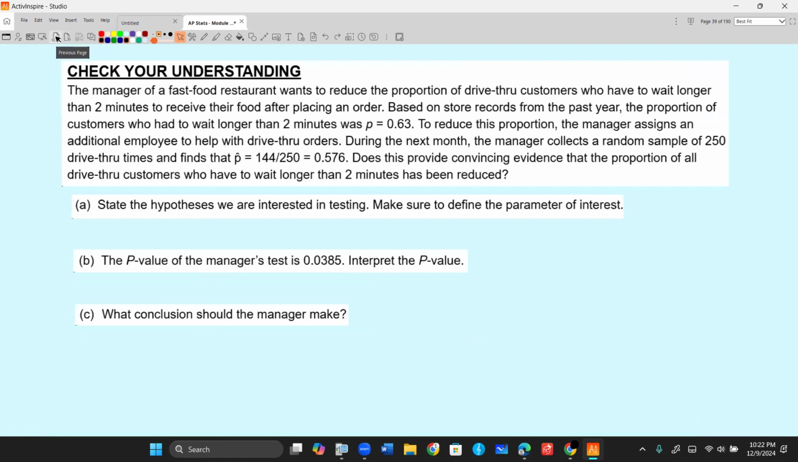Here's a check your understanding. We'll conclude this video with this check your understanding here. Then we'll follow up with another video.